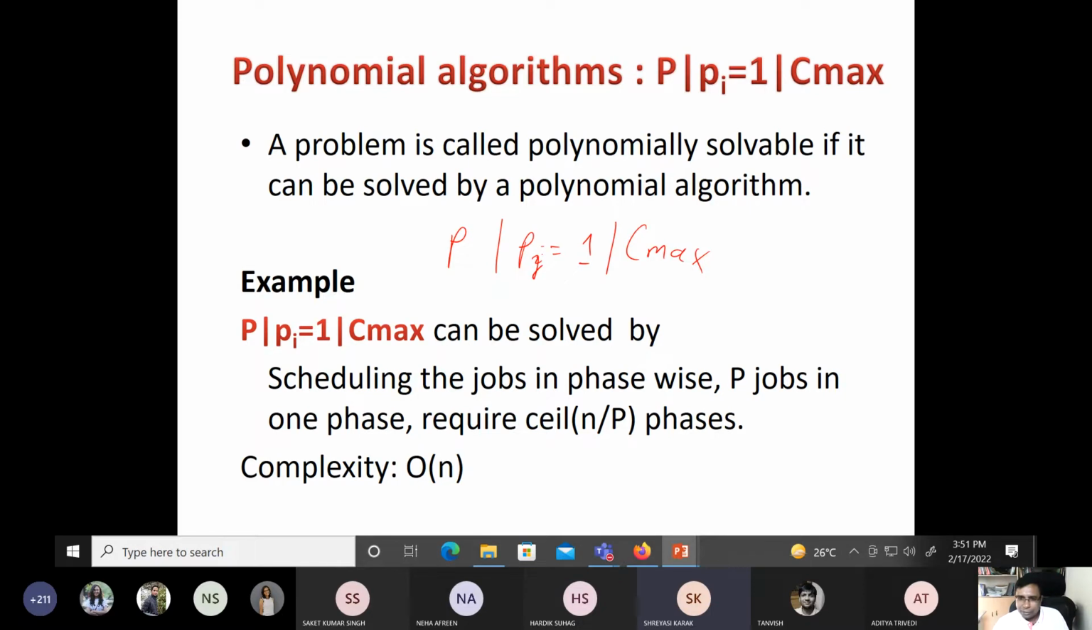In this case, m is the number of processors, so m jobs in one page, and it requires n by m pages. So n is the number of tasks, m is the number of processors. So what will be the complexity? Order of n, because n is in general bigger, the number of tasks is bigger.